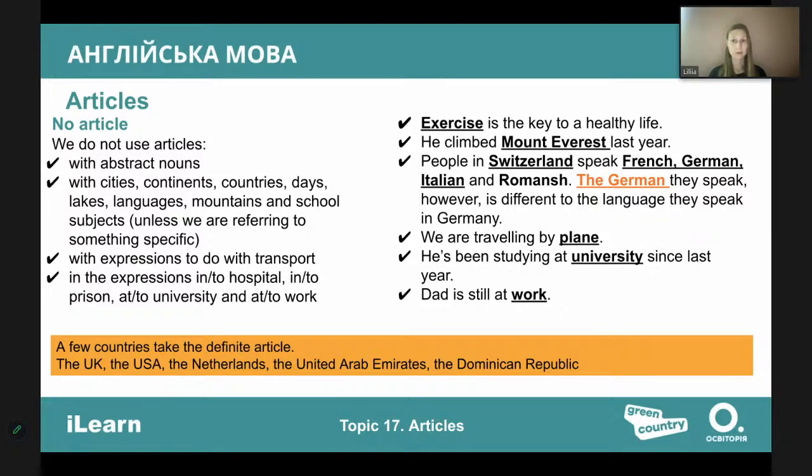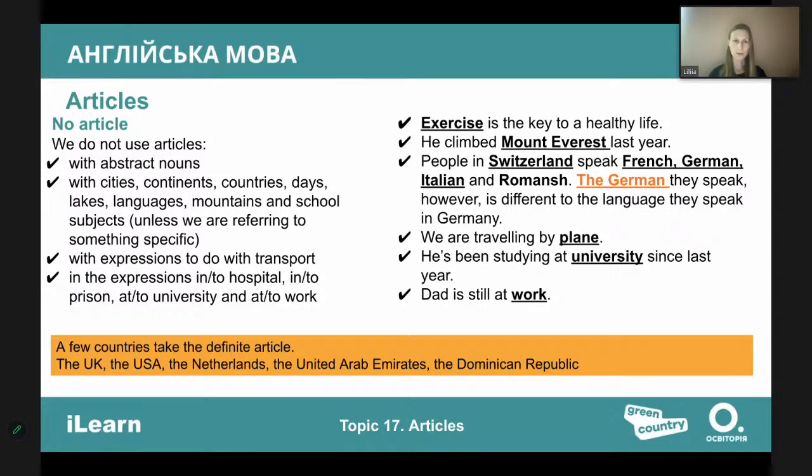So people in Switzerland speak French as a language, German, Italian, and Romansh. But pay attention, the German they speak, however, is different from the language they speak in Germany. So here we say та німецька, якою вони говорять, is different from general German. So English can be different. The English Australians speak sounds different from general English.